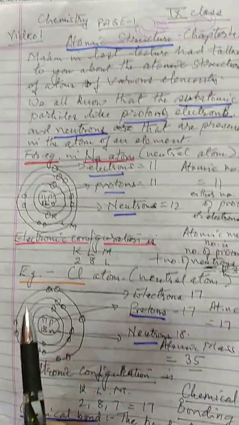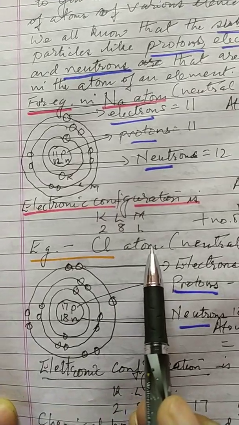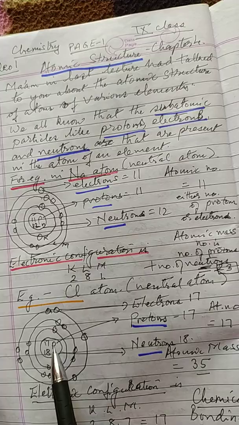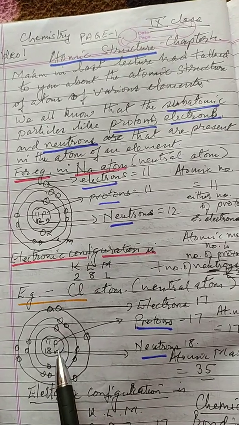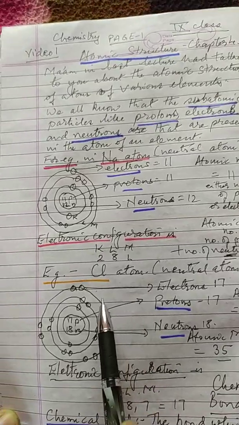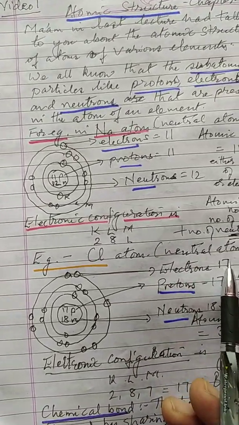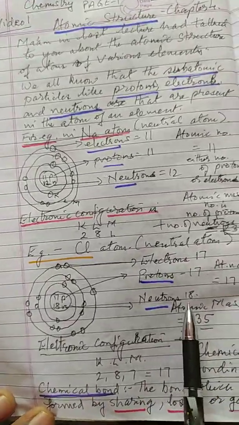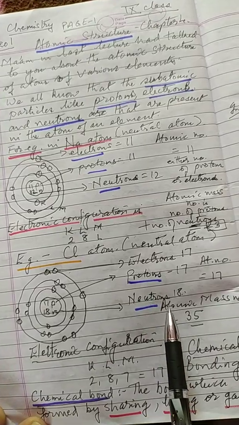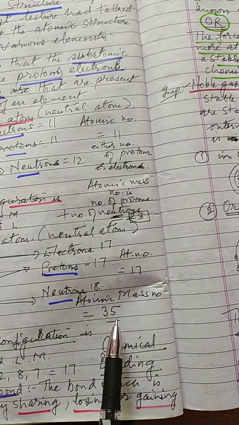Now let us take another example of another atom, which is the chlorine atom. This is a neutral atom of chlorine. In this we see there are 17 protons, 18 neutrons and also 17 electrons. So I have pointed all of these here: 17 electrons, 17 protons and 18 neutrons. So the nucleons together, which is the number of protons and neutrons, make the atomic mass number 35.